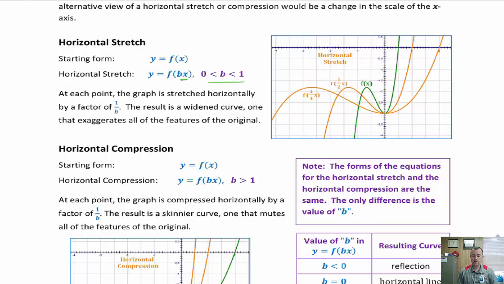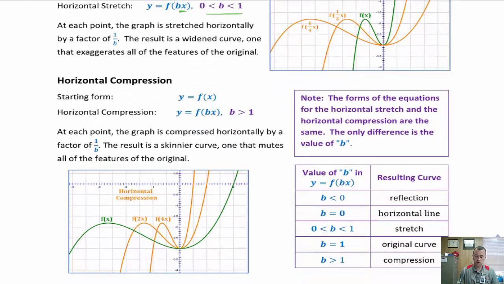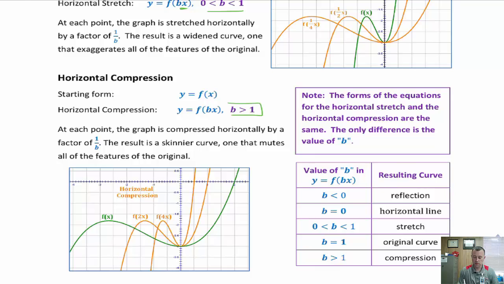Okay, so again, notice here it's always counterintuitive. If you have a horizontal compression, that's when your number that's being multiplied by x is greater than 1. So think anytime it's in the function, it's always kind of opposite of what you would normally think. But like I said, we don't deal with this as much, so don't worry about that, which is why I'm just kind of skimming past it.